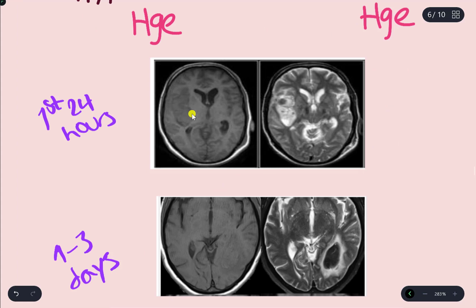This is the first example, T1 sequence, T2 sequence. Iso-intense lesion in T1 and hyper-intense in T2, bright in T2. This is an hyperacute hematoma with the onset of hematoma within 24 hours. The second lesion is iso-intense also in T1 and it is dark in T2, surrounded with edema, hypo-intense in T2. This is an acute hematoma with the onset of symptoms within 1 to 3 days.